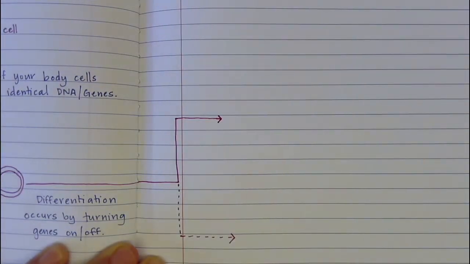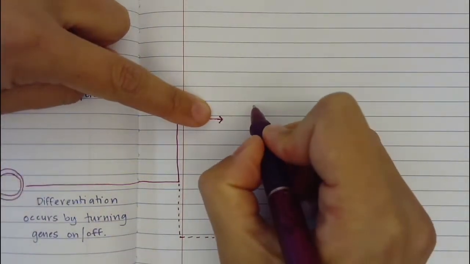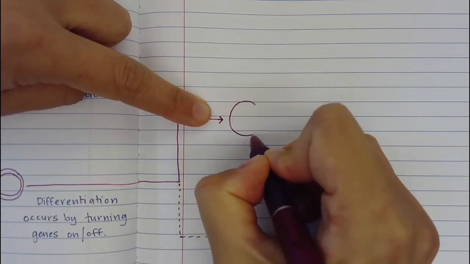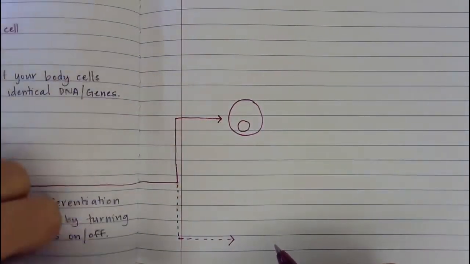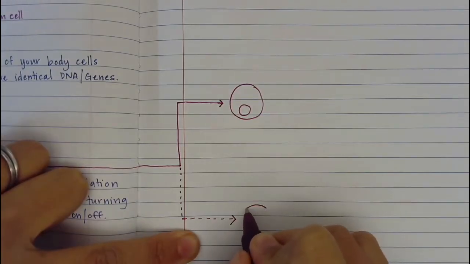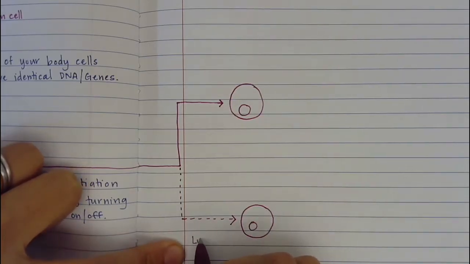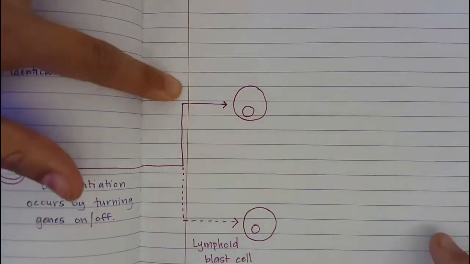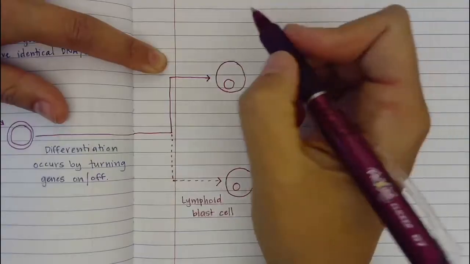And once the cell starts to go down this path, it cannot reverse. So we're going to end up with, on this side, we're going to go down this path of becoming what's called a myeloid blast cell. If the cell had gone down this path, it would become a lymphoid blast cell. But we're going to go down this way, and this way is going to make our myeloid blast cells.